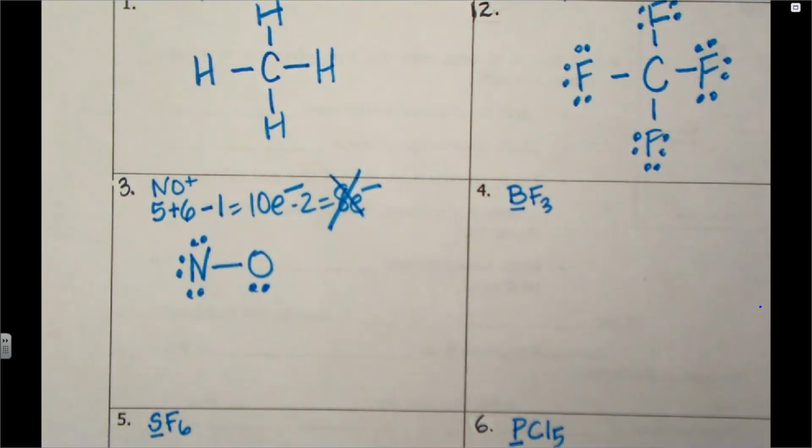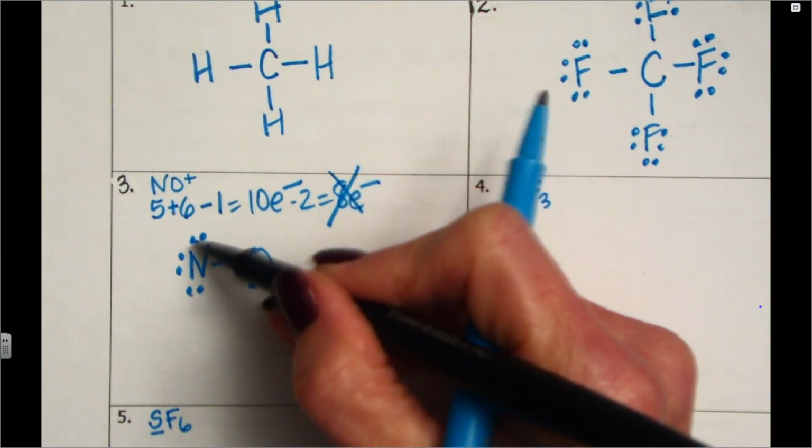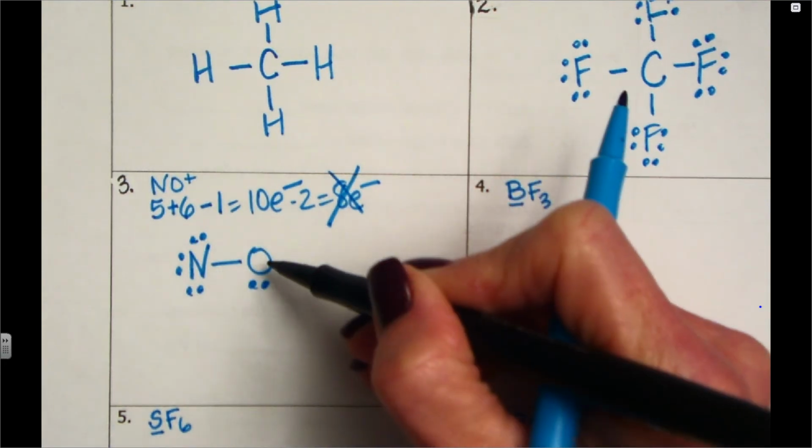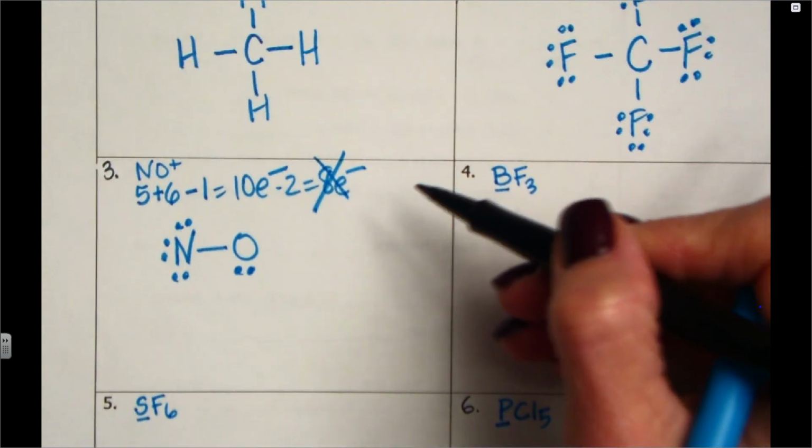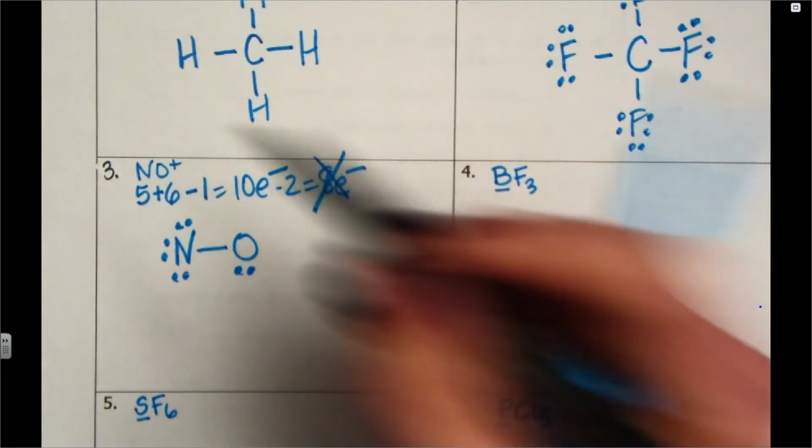Now notice what happens here. You got to go back and check for the octet rule and make sure it is satisfied. So nitrogen, he's pretty happy. He's got 2, 4, 6, 8 around him. But let's look at the oxygen. 4. So you're not finished yet because not every element has its octet.